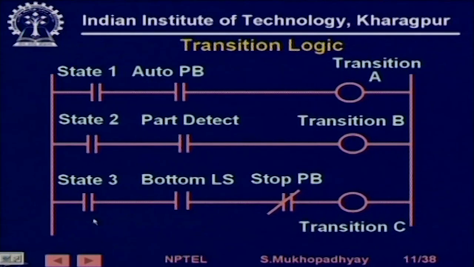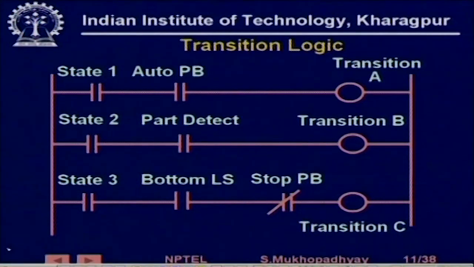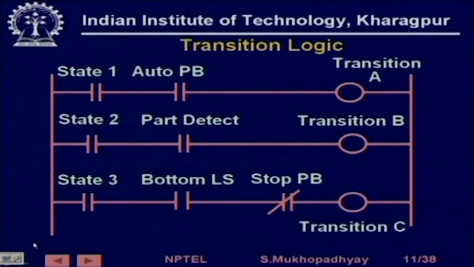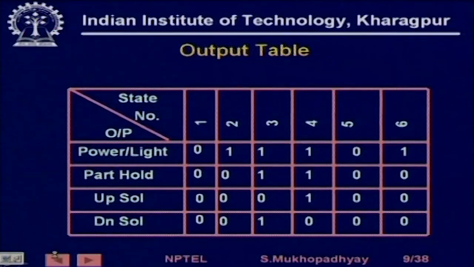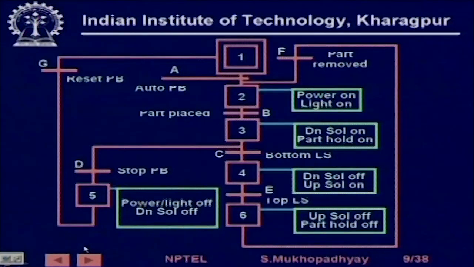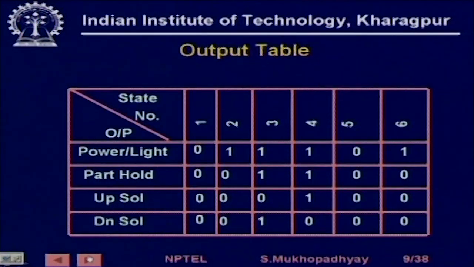So let's first see the transition logic. For example, what does it say? When will the transition A logic be satisfied? The transition A logic, if you recall, brings the system from state 1 to state 2. If you wanted to see that, we could go back just for once. You see here, transition A takes the system from state 1 to state 2, transition B takes it from state 2 to state 3, transition C and D are in parallel, and could take state 3 to either 4 or 5. So let's remember this and then go ahead.